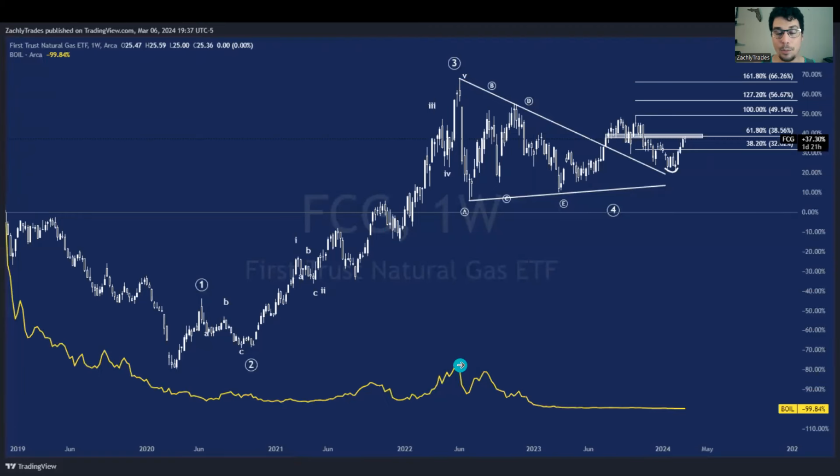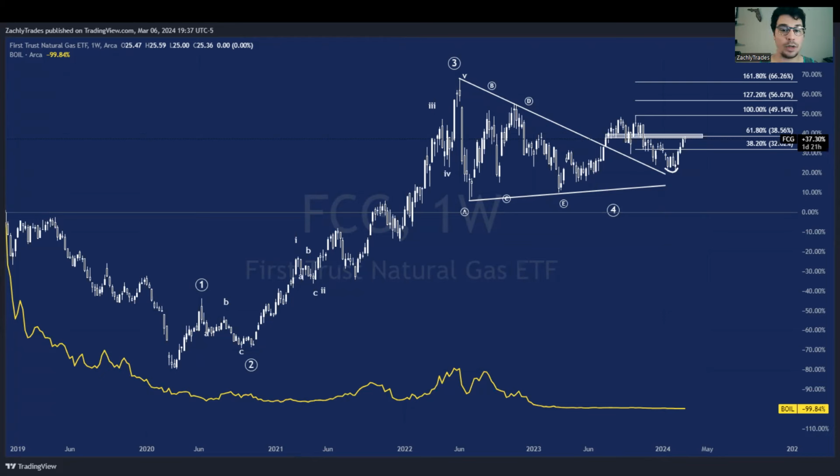But whenever things go bad in natural gas, Boyle gets really, really ugly. And you can see it breaks through its lows here in early 2023. And meanwhile, since summer of 2022, FCG has been doing nothing but putting in higher lows. And again, the reason for this is because there's actual stocks and companies inside of this ETF. Okay, what do I mean by that? Well, these are companies that report earnings, that have revenue, that have profits, okay? It's not just a commodity-based futures ETF.